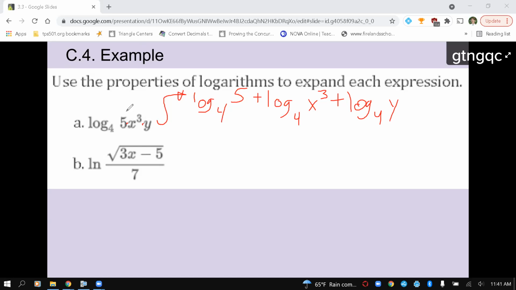Again, if you have a logarithm where stuff is being multiplied together, you can expand it by putting them as separate logarithms that are added together. That's the product rule.